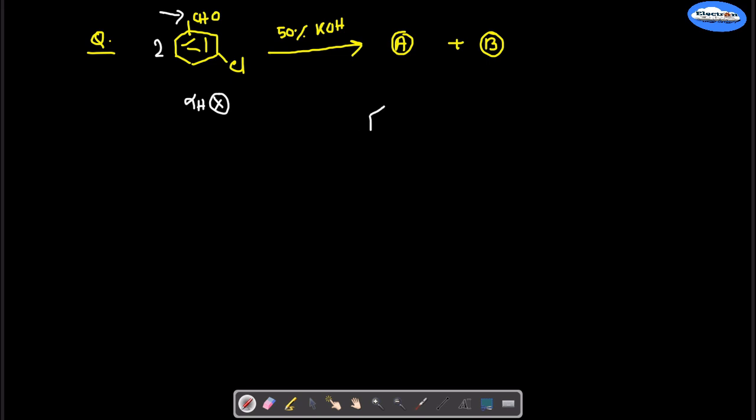one will be converted to the carboxylic acid analog, that is, one benzaldehyde will be converted to COOH, metachloro benzoate, and the other will be converted to the primary alcohol, and the meta position will be occupied by the chlorine atom, and only the main position will be attached to the alcohol.